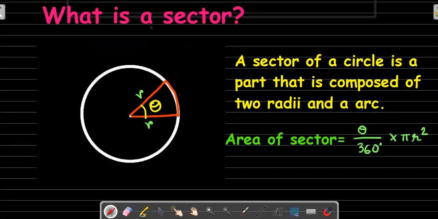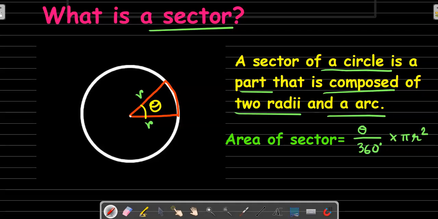Now we have to know what a sector is and how to find the area of a sector. A sector of a circle is a part that is composed of two radii and an arc. See here, these are two radii of the circle, and this is an arc of the circle. The area in the middle of this is a sector of a circle.